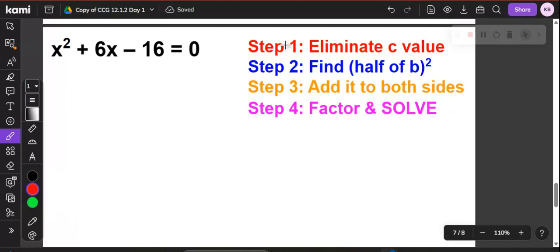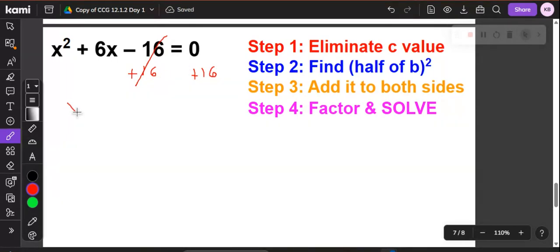Alright, so looking at this one, step 1, I'll try to keep these color-coded. In red, I'm going to eliminate my C value. So I'm going to get rid of this 16 by adding 16 to both sides. Now you may say, well, don't we already know the square root of 16? And isn't this just x plus 4, x minus 4? Remember, this is a negative here. So we always get rid of this c value first, even if you know its square root.